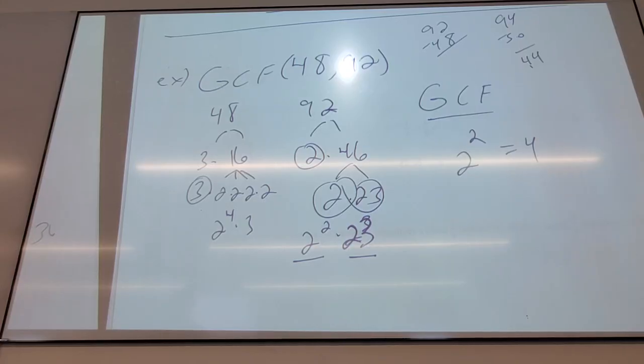So, for the GCF, do you take the lowest power of one number, or just the lowest power out of all of them? So I look, do you see what I mean? I'm looking at everybody's pieces. There's 2s, there's 3s, there's 23s. So what's the lowest power in the 2? 2. What's the lowest power in the 3? 0. What's the lowest power in the 23? 0. So if I put all that together, I get 4. 2 squared times no 3s times no 23s is 4.